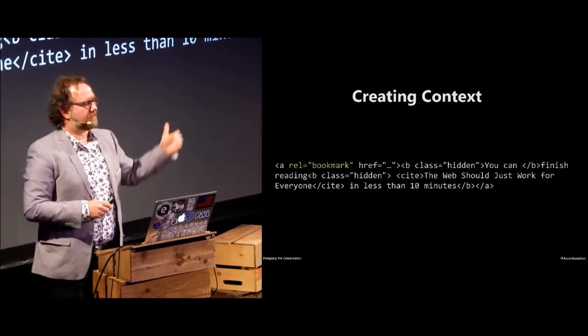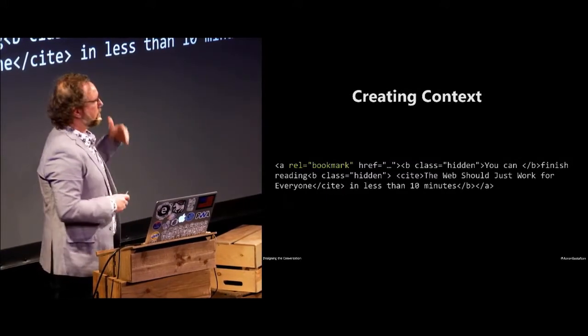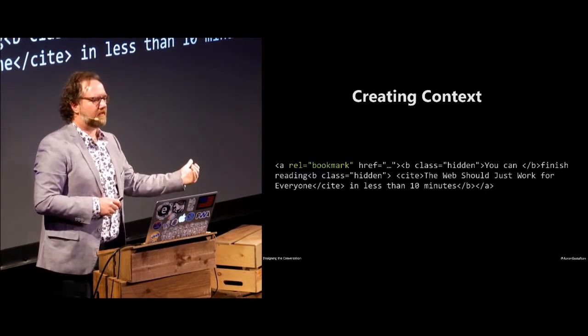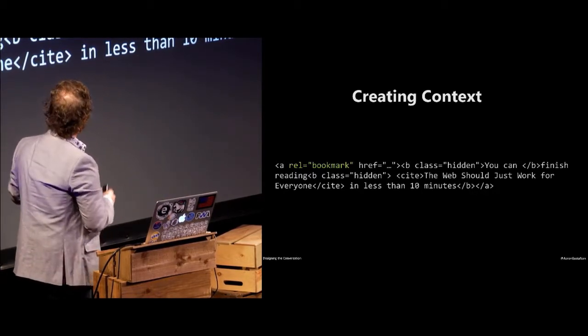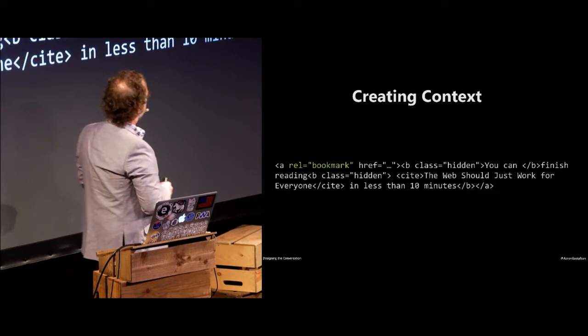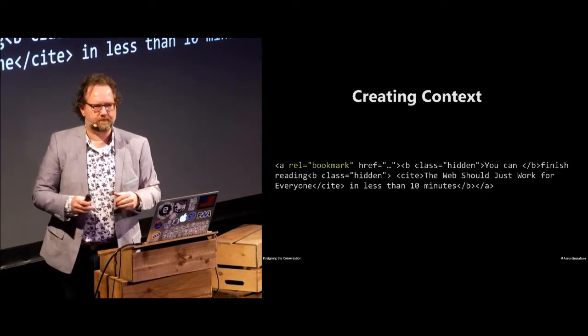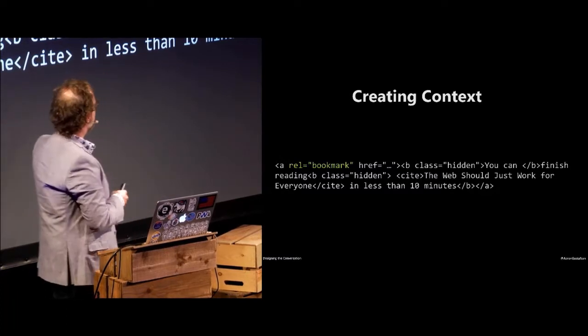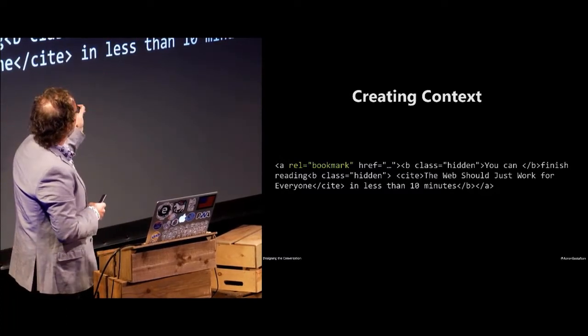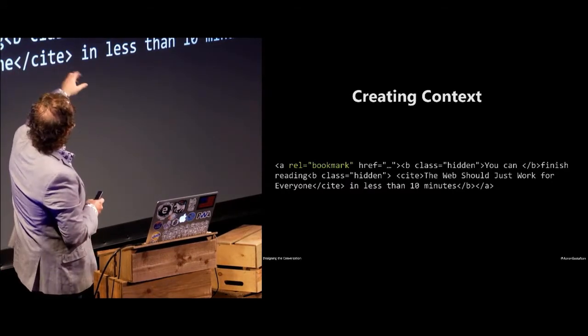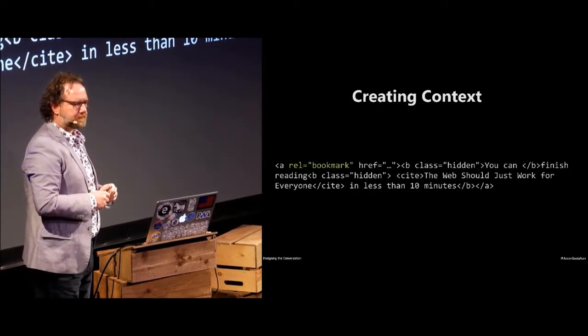Now you can go a step further and identify links as pointing to the permanent home of a given article, or a post or what have you. Here I'm using rel equals bookmark to point to the full version of an article from a teaser. So in this case, you can finish reading "The web should just work for anyone in less than 10 minutes," and the link is rel equals bookmark.